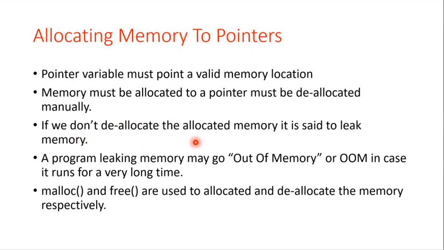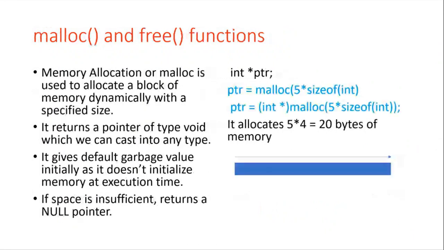When we allocate some memory to a pointer, we must deallocate it manually by using the free function. If we don't deallocate the allocated memory, it is said to be a memory leak, and a program having a memory leak may go out of memory or OOM in case it runs for a very long time. Malloc and free are used to allocate and deallocate the memory respectively. We are going to see the malloc and free functions.